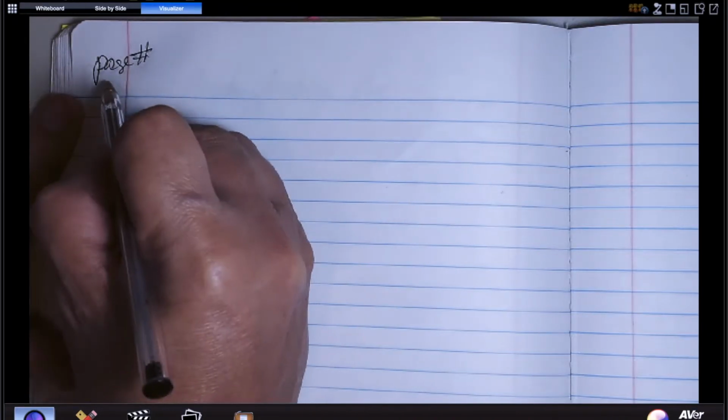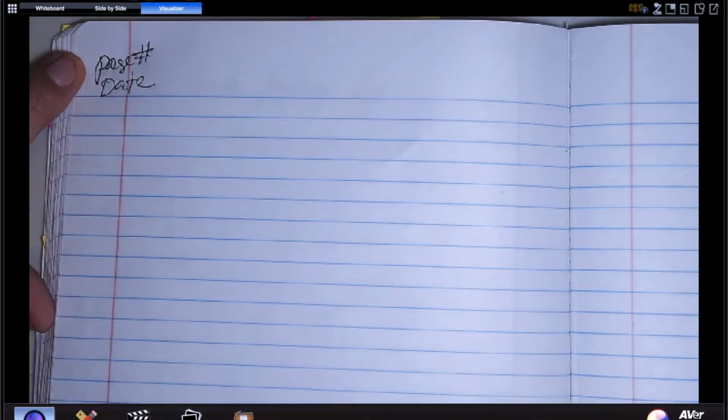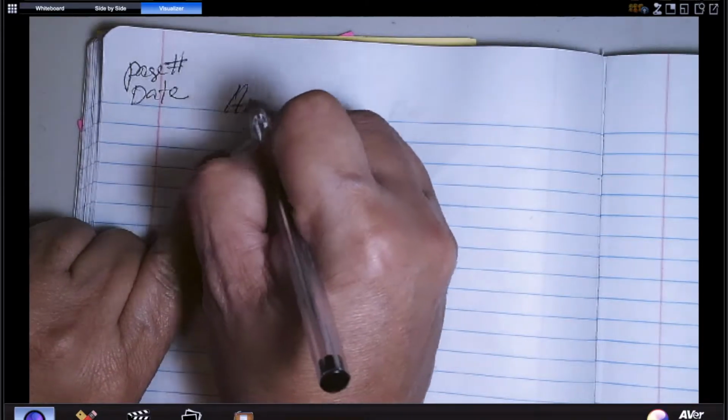Okay, so let's go ahead and open up our notebook to the next available page. Let's go ahead and include our page number. And always remember to include today's date, the date that you're watching the video. Remember that your page number is going to be different than mine, depending on whether you write larger or smaller, it doesn't matter. Okay, so today's lesson has to do with the Hindu-Arabic numeration system.